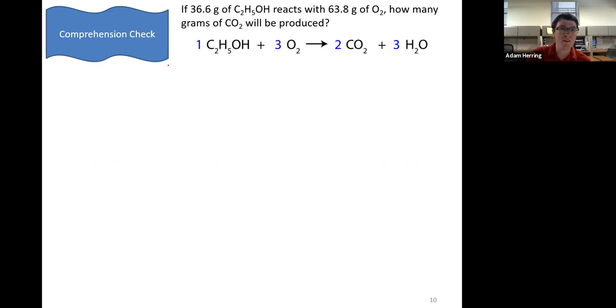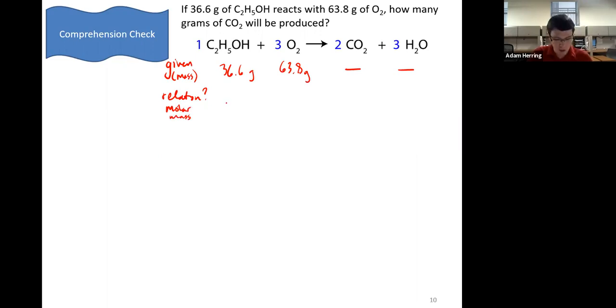So we are given information about the masses. We've got 36.6 grams of the ethanol, 63.8 grams of oxygen. And we start with no amount of carbon dioxide or water. What's the relationship between mass and moles? The answer is the molar mass.